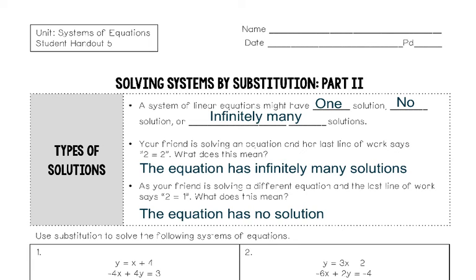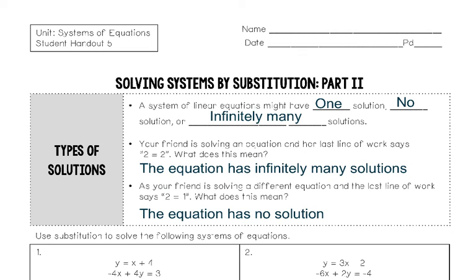The second thing we see today is when you get to the end of your solving and you have a number equals that same number. That means the equation has infinitely many solutions. That means that they are the same line, and you would write infinitely many solutions as the answer.